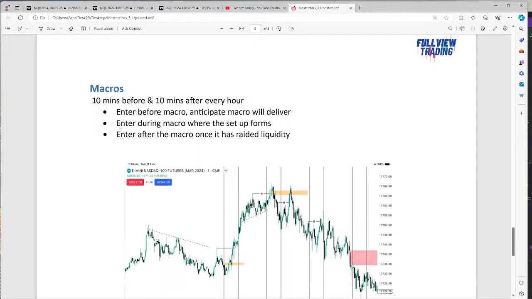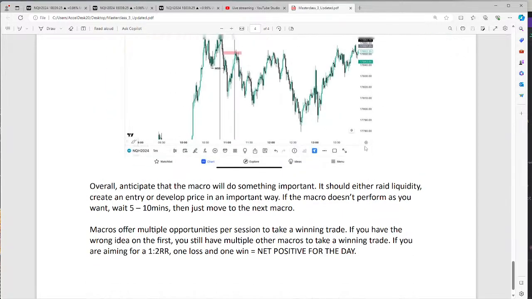So these are the 3 ways, Haralito, that I use macros. Either I enter before the macro, anticipating that the macro will deliver. I enter during the macro if there's a setup that forms. Or I enter after the macro has actually happened, and once it's raided liquidity. That's kind of what I do. So there are 3 ways I use macros. I've got some photos there.